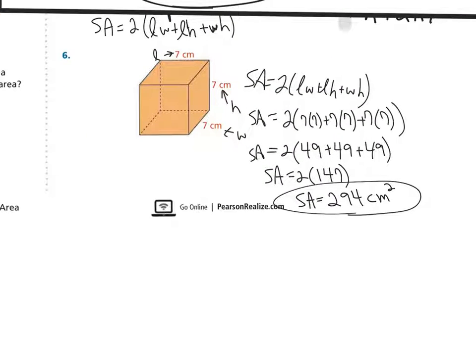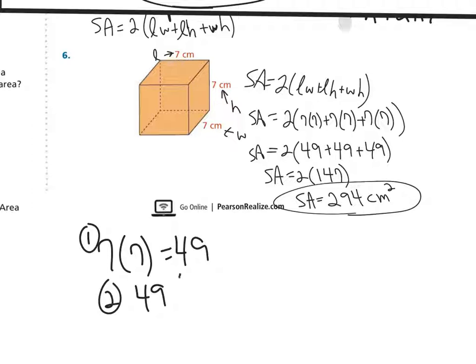Once again, if you wanted to go on your own without using the formula, you could say 7 times 7 is 49. That would be the area of one face, and then if you do 49 times 6, you should get the same answer. So this gives you an idea of how to work with nets and surface area.